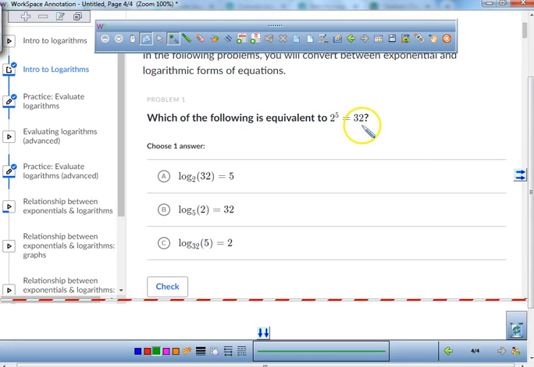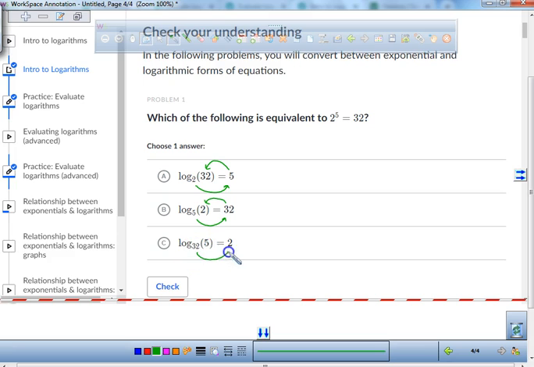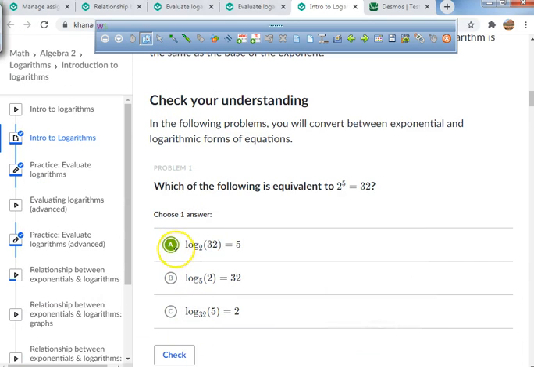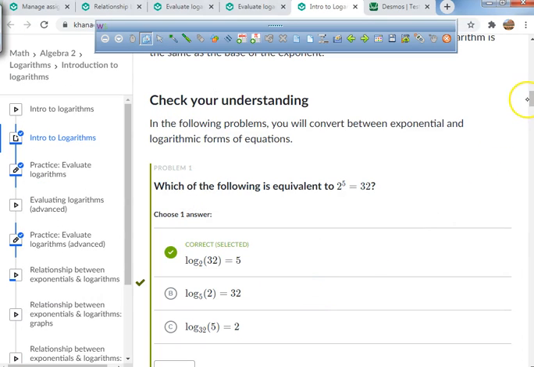We know 2 to the power of 5 is 32. Which one matches up where you go 2 to the power of 5 equals 32? A, right? A is the only one that works. What is this saying? It's saying 5 to the power of 32 is equal to 2. That's not true. What is this one saying? 32 raised to the power of 2, or 32 squared, is equal to 5. Well, that's totally incorrect. So that's why this would be your answer. All right?